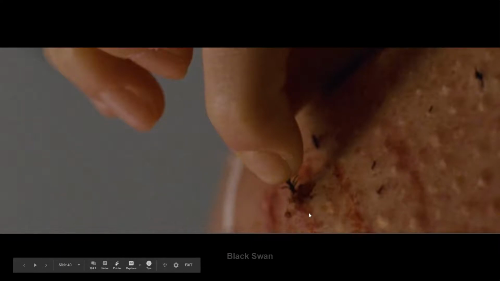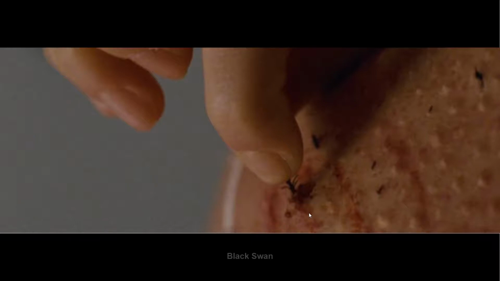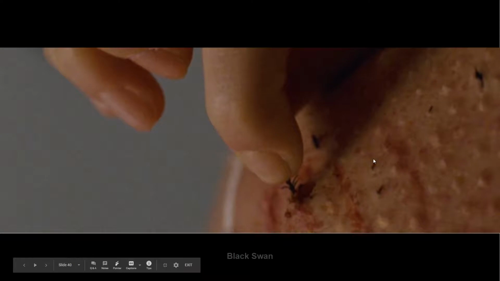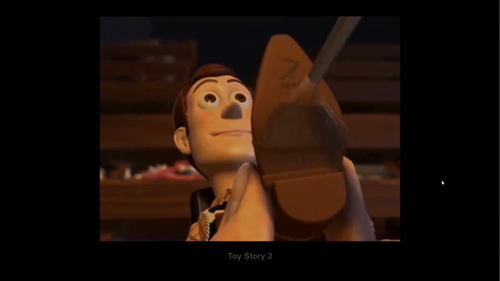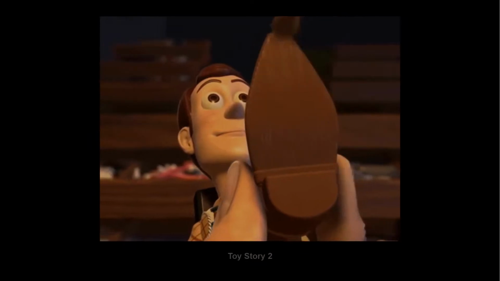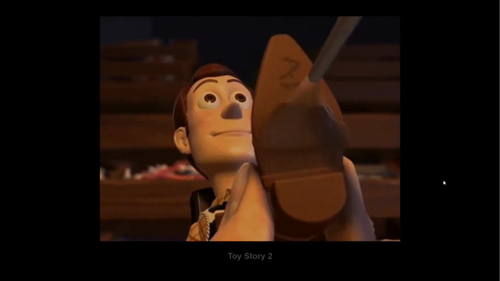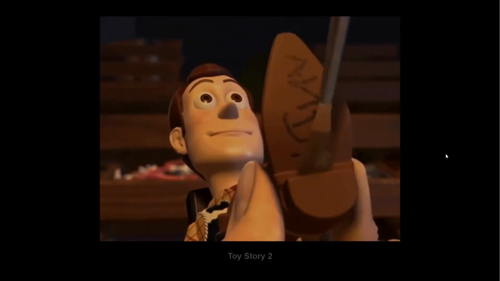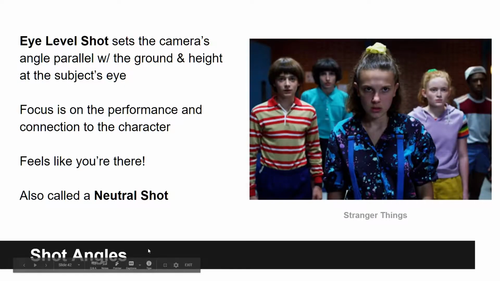So this is extreme close-up, showing these feathers that she's pulling from her skin. And here's one from Toy Story, extreme close up on the detail of that brush stroke and that paint texture, blowing away Andy's memories.